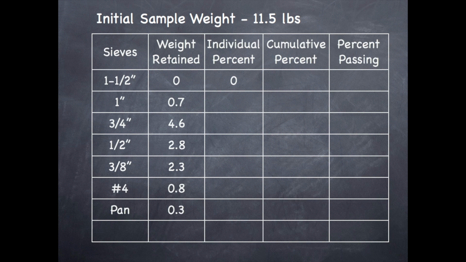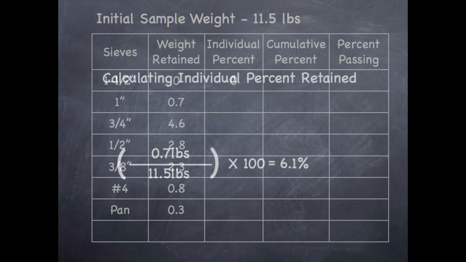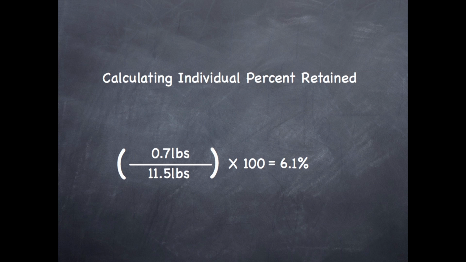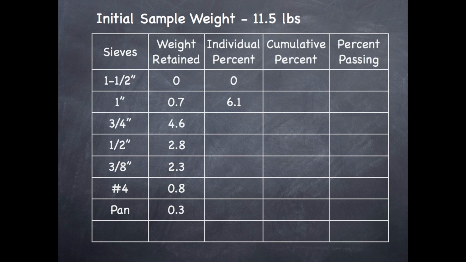So we can now proceed with our percentage calculations. Now on the 1.5 inch sieve we had no material, so clearly that's 0% retained. However, on the 1 inch sieve we had 0.7 pounds of material. So here what we want to do is take the 0.7 pounds and divide it by the original sample weight, 11.5 pounds, and multiply this number by 100. So the individual percent retained on the 1-inch sieve is 6.1%.